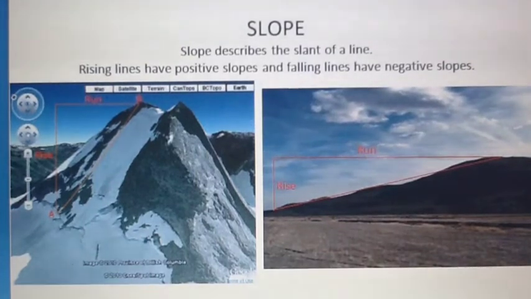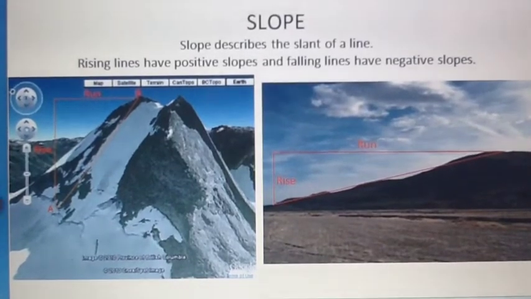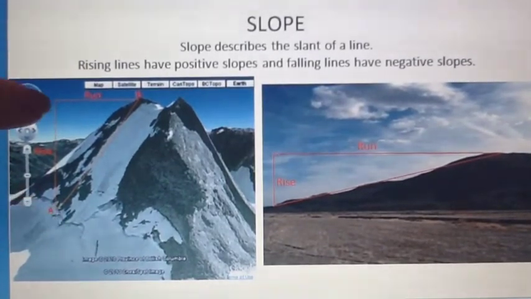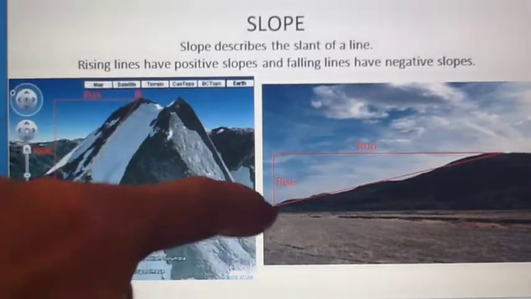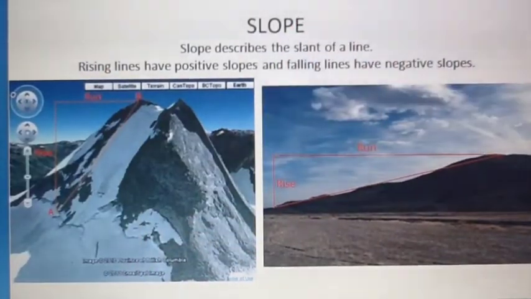Slope describes the slant of a line. In mathematical terms, it's a ratio. It's a ratio that compares how something rises to how it runs.